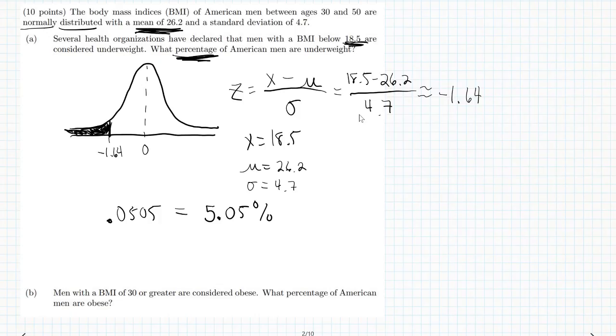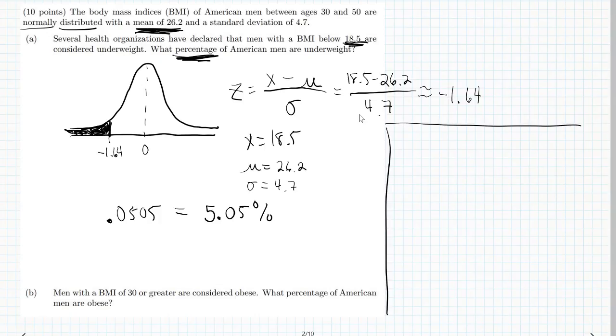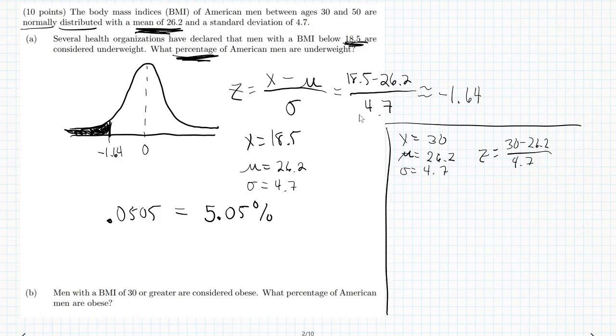Now for our second problem, we're going to do more of the same. And I'll try and fit that right in over here. So in this case, though, we have x equals 30, and then our mu and sigma have not changed whatsoever. So mu is 26.2, sigma equals 4.7. So our z-score equals 30 minus 26.2, all divided by 4.7. And when you round that, what do we get? We should get 0.81.